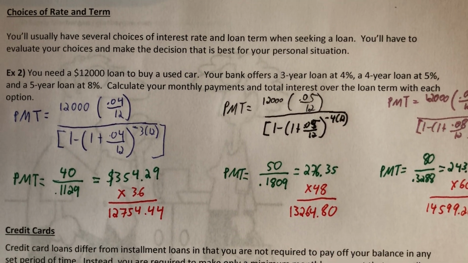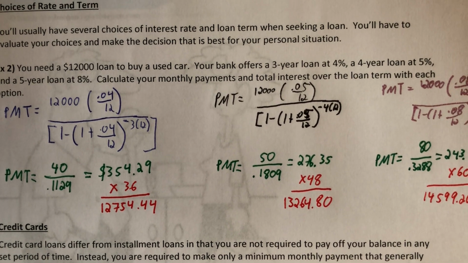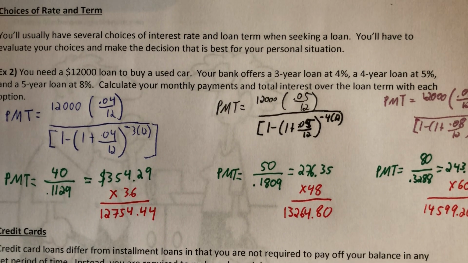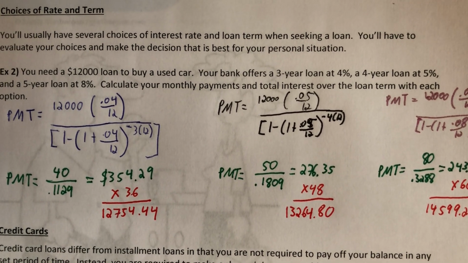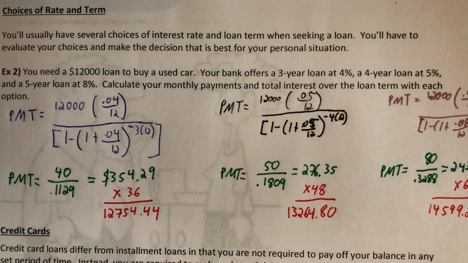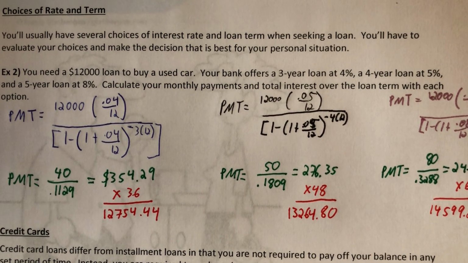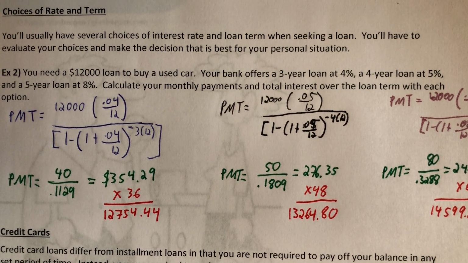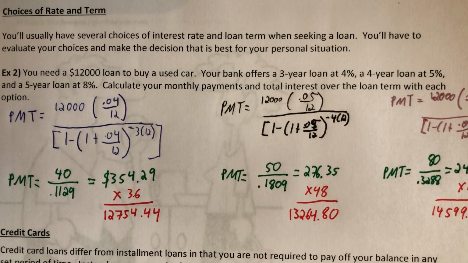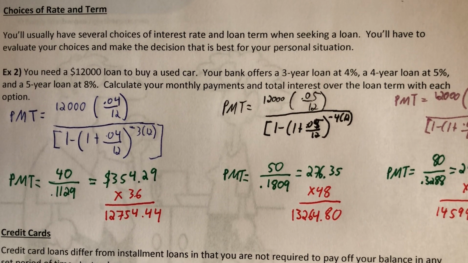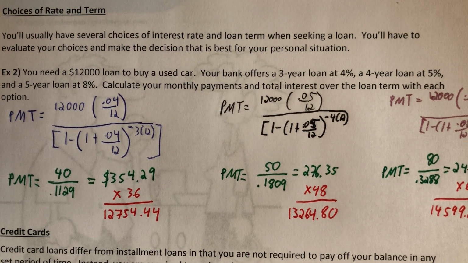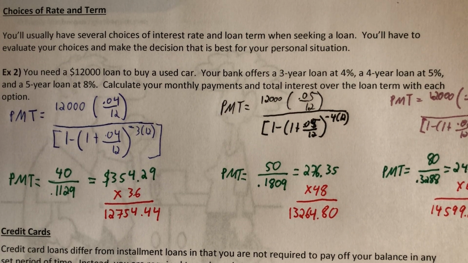Sometimes you have several choices, and the question always becomes, which is the best option? All right, so we have a $12,000 loan for a used car. The bank is giving us some options. We can get a 3-year loan at 4%, a 4-year loan at 5%, and a 5-year loan at 8%. Typically, the longer the loan is, the higher the interest rate is. Because once again, interest is a risk assessment, and the longer you have the loan, the more chance there is that something's going to go wrong.